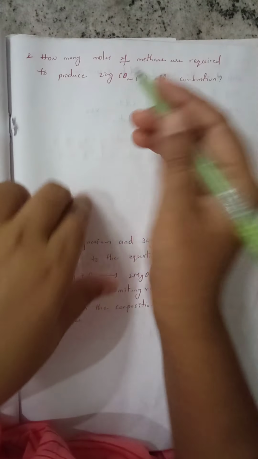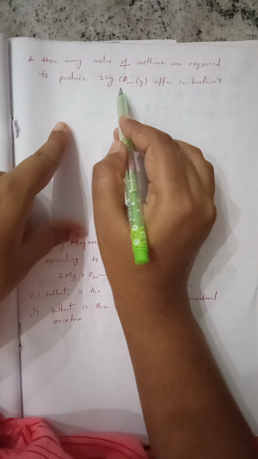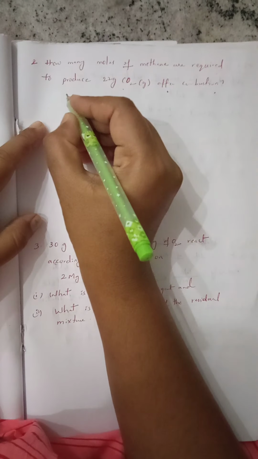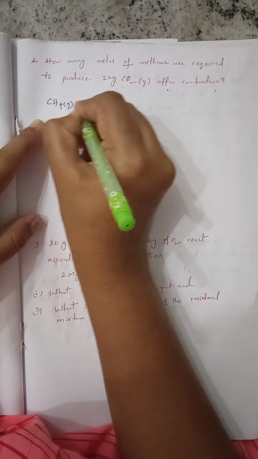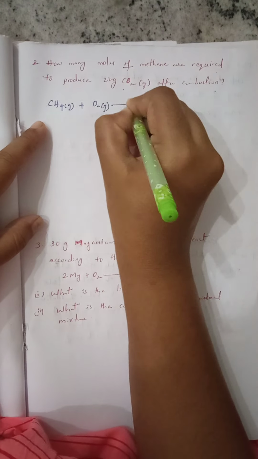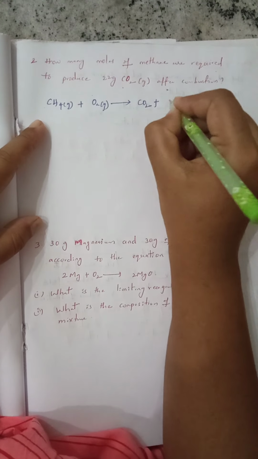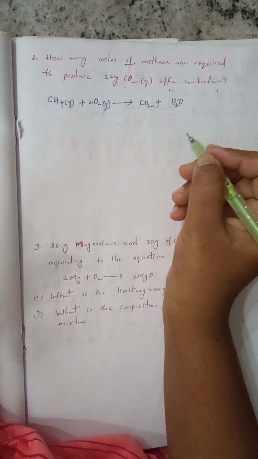Now here is one more question. How many moles of methane are required to produce 22 grams of CO2 after combustion? That means here CH4 is undergoing combustion. First write out CH4: methane is a gas undergoing combustion, that is burning in the presence of oxygen. Carbon is oxidized to carbon dioxide. Hydrogen combusts to give water. To balance the reaction, take 2 moles of oxygen.